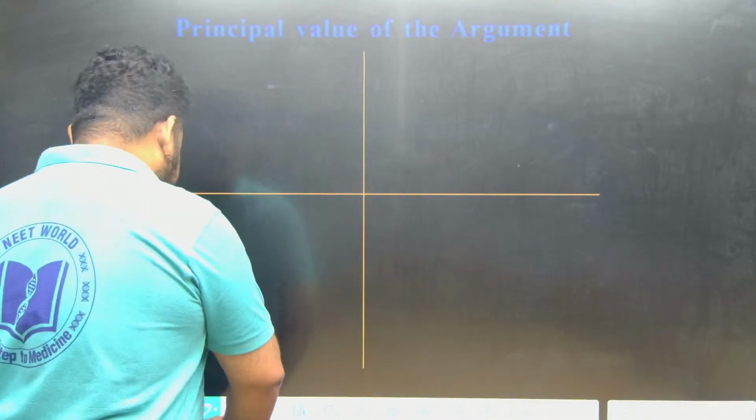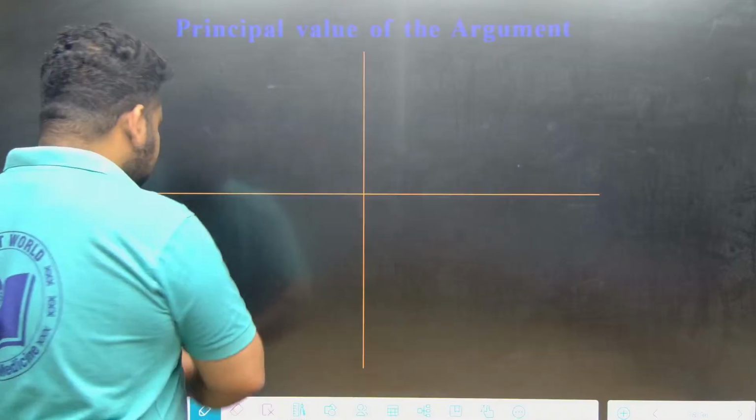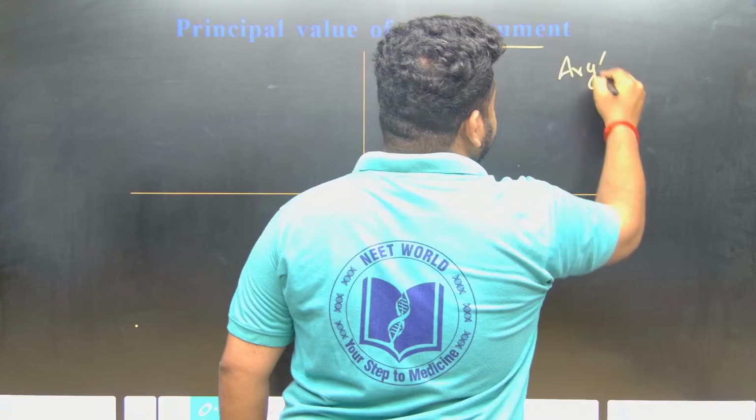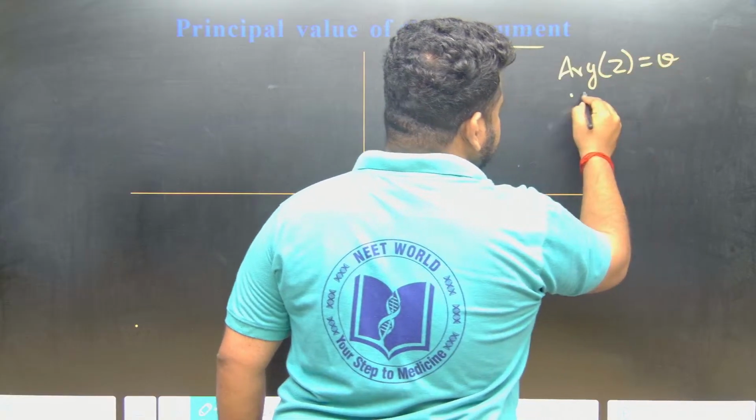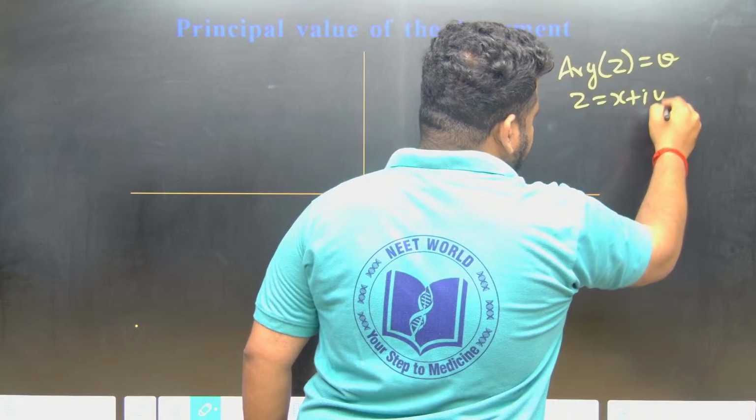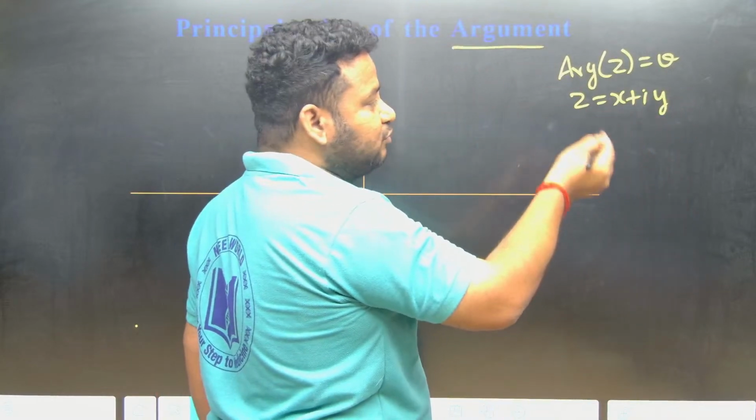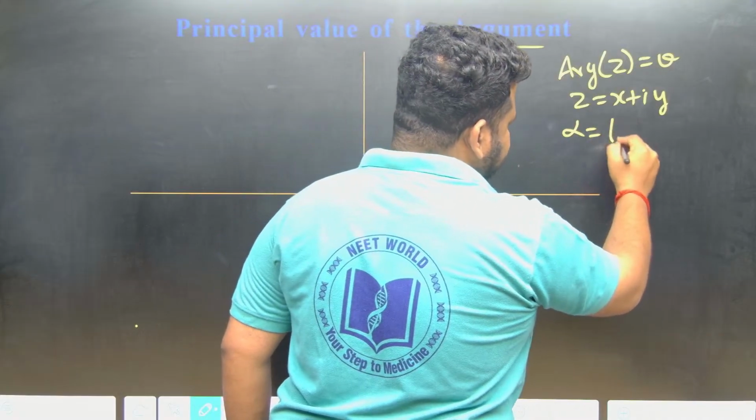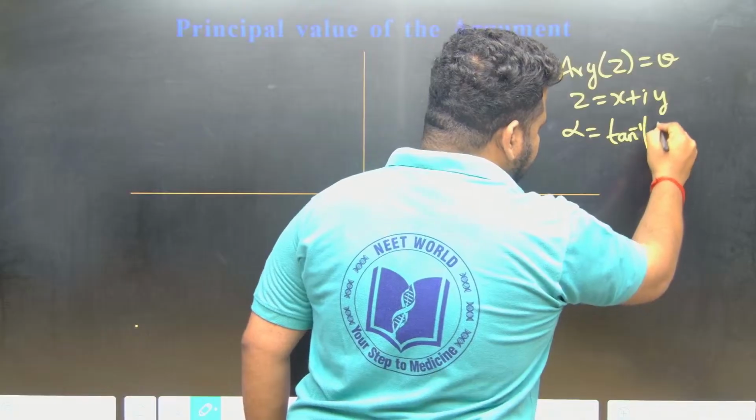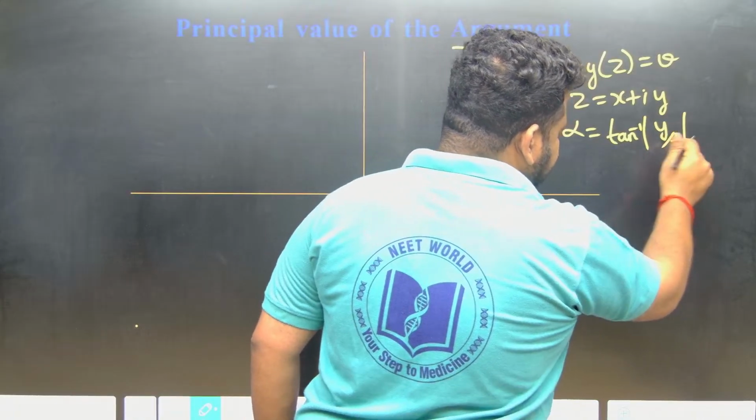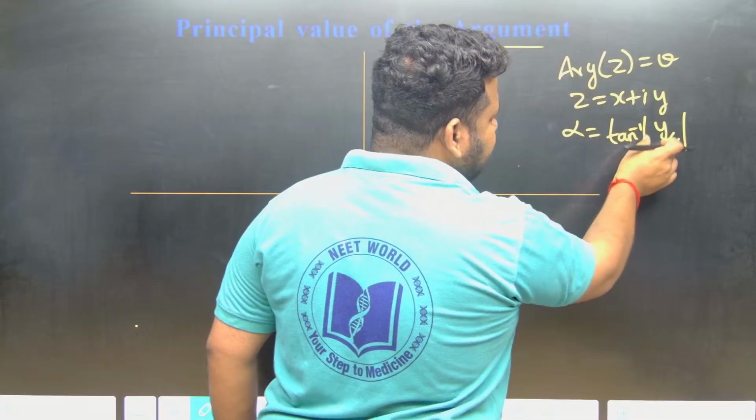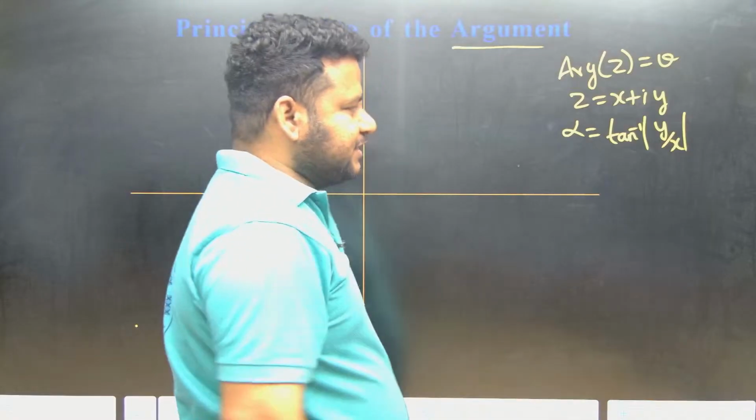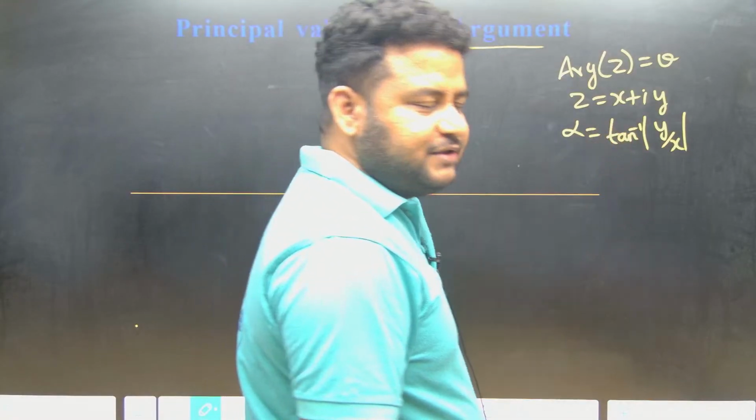Now let me reiterate what I told in yesterday's class. The argument of z, we write as theta. Suppose z is equal to x plus iy. Before finding theta, we have to find alpha. Alpha is given by tan inverse of modulus of y by x. While finding alpha, the value of tan inverse of y by x should be positive. Even if it is negative, it should come out as a positive value.